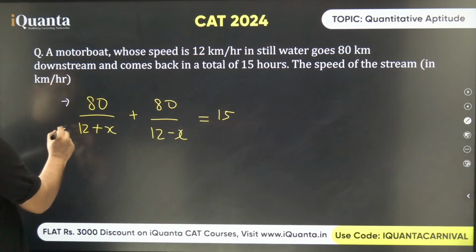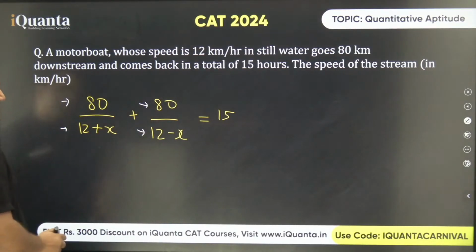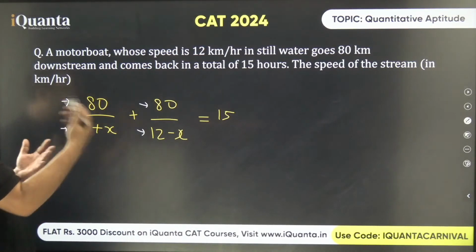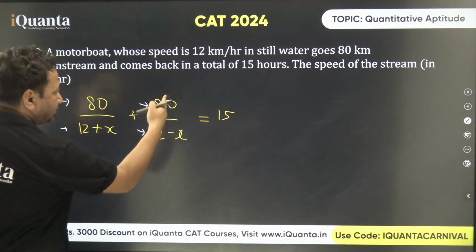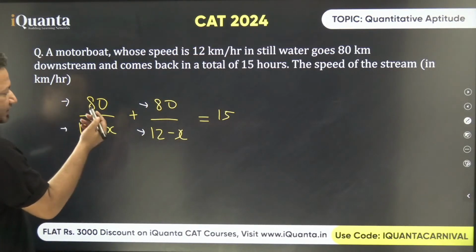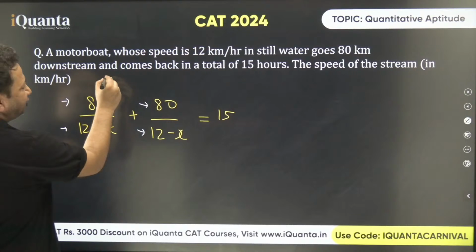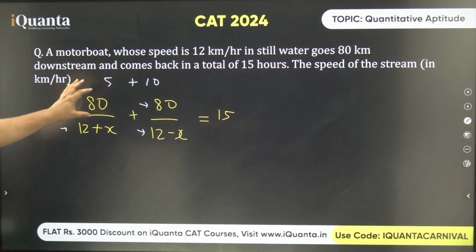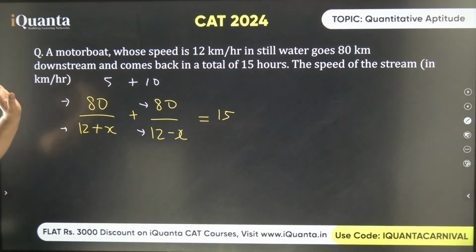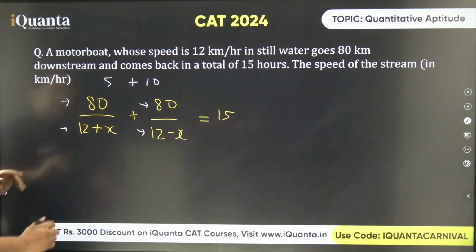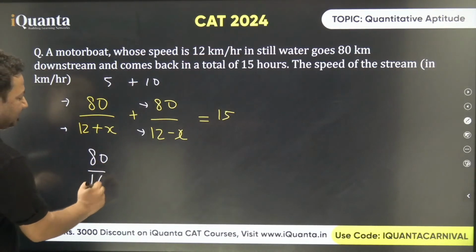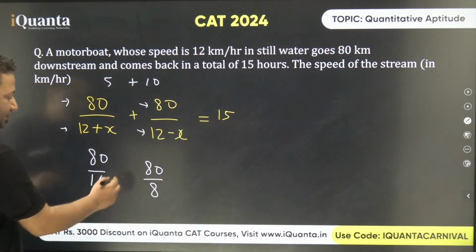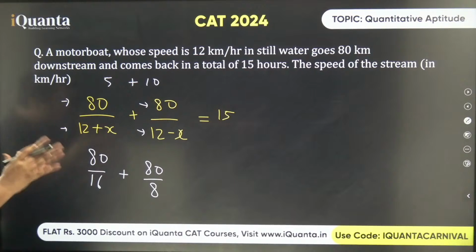This is 80, this is 12 plus x, this is 80, this is 12 minus x. So automatically we know one thing: when the denominator is less, the value of the fraction is high. So this fraction will be greater than this fraction. Just by looking at it, can I do something like 5 plus 10? Is that possible? This becomes 5 or 10. So 5 is a factor of 80 for sure. 16 5s are 80. It is possible if I have 80 by 16 here and 80 by 8 over here, isn't it? That's just by observation.